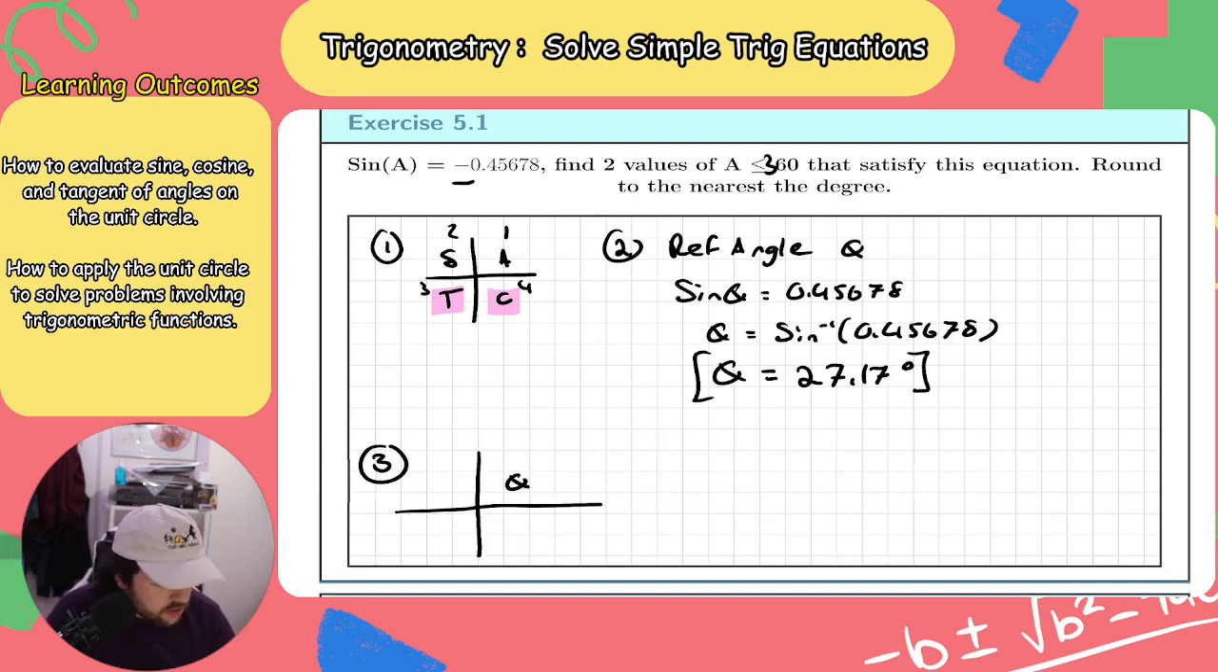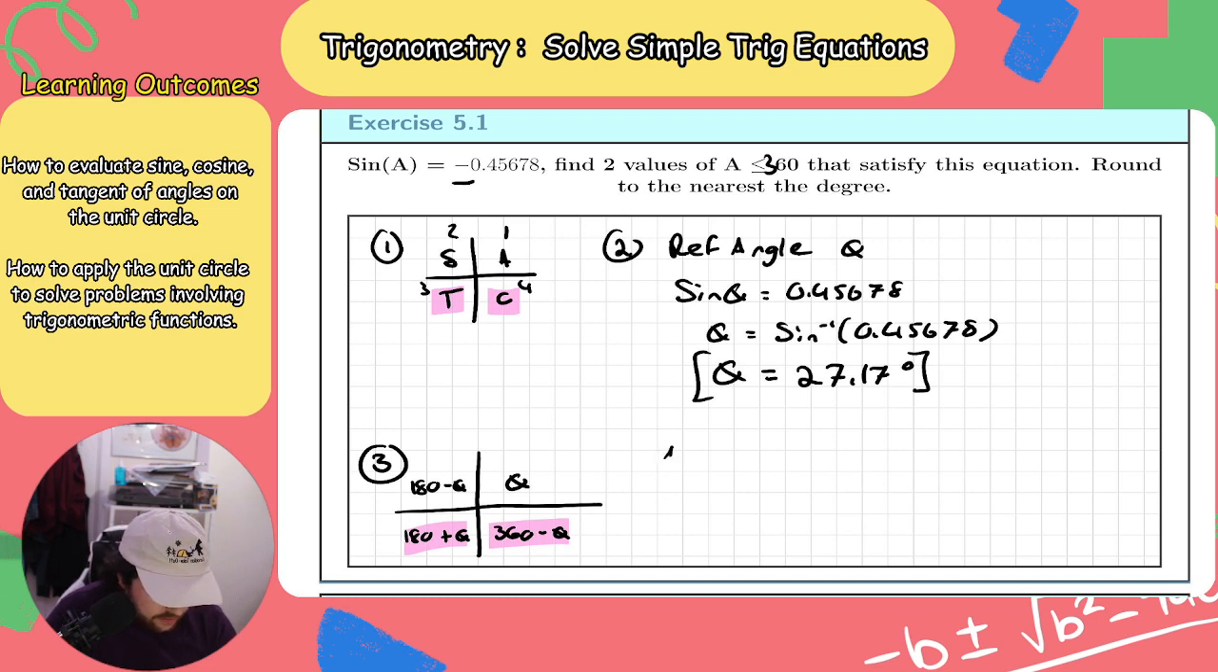If it's in quadrant 1, the reference angle stays. If it's in quadrant 2, it's 180 minus my reference. If it's in quadrant 3, it's 180 plus my reference. If it's in quadrant 4, it's 360 minus my reference. So we know from part 1, it is in quadrant 3 and 4.